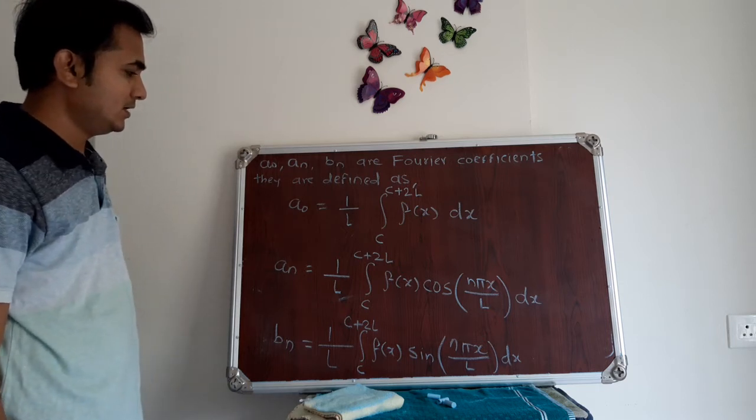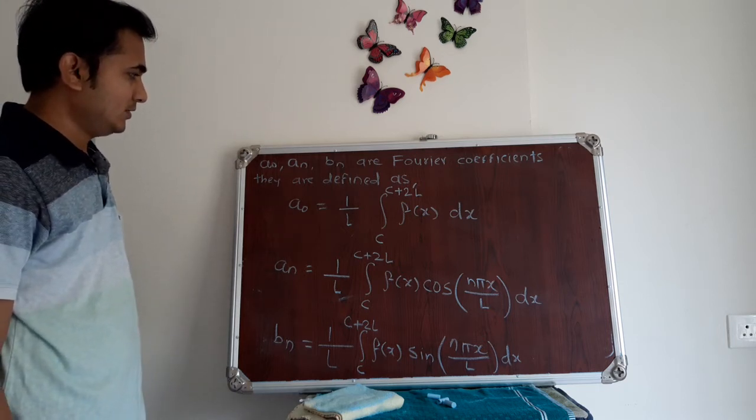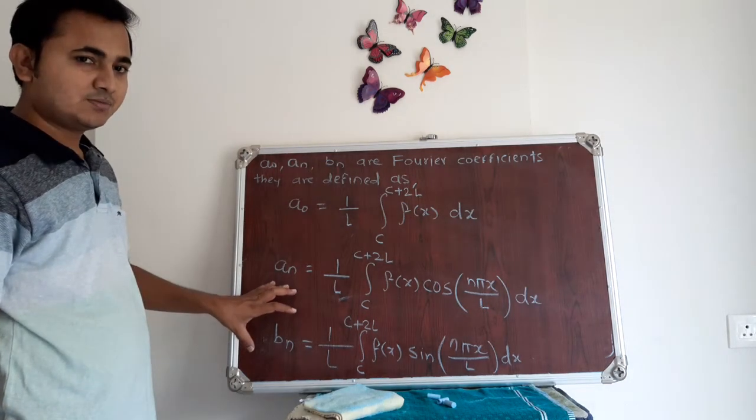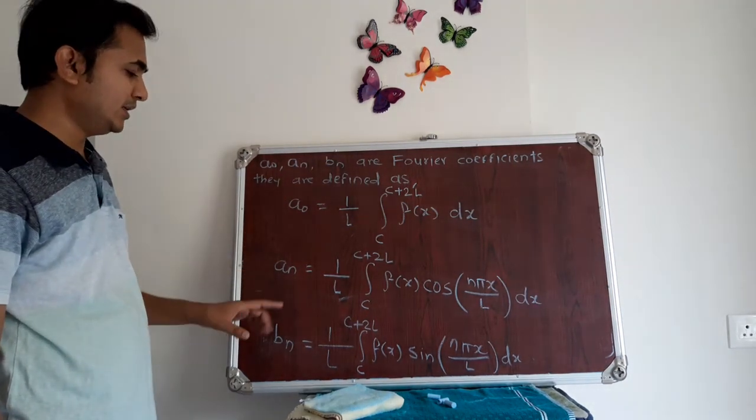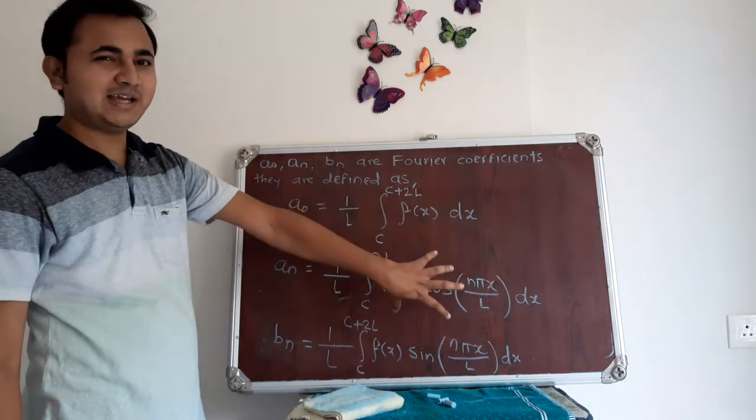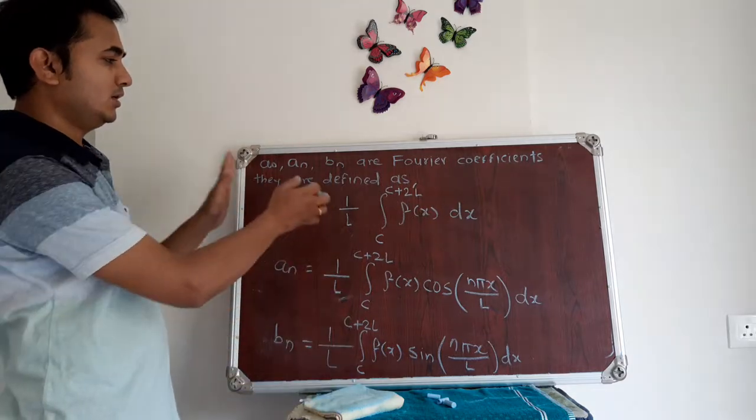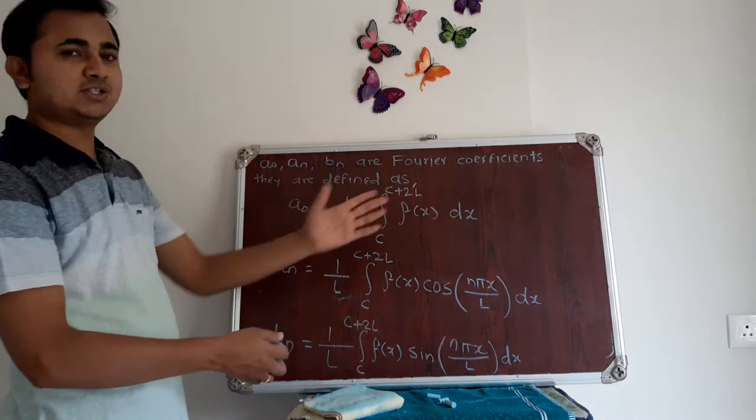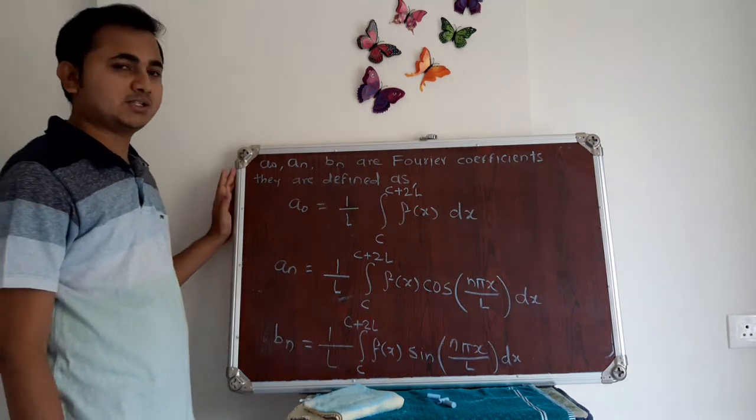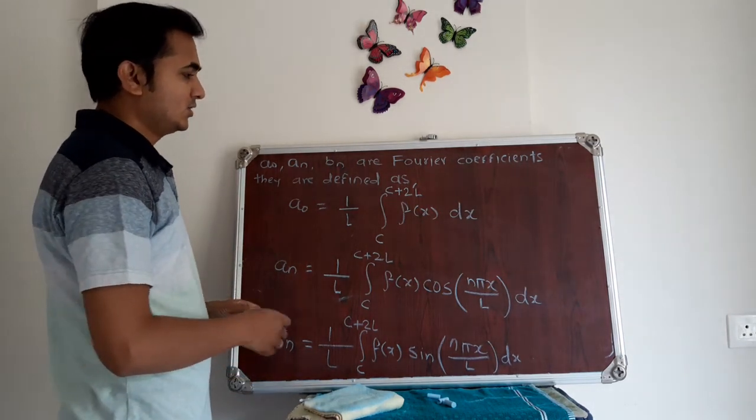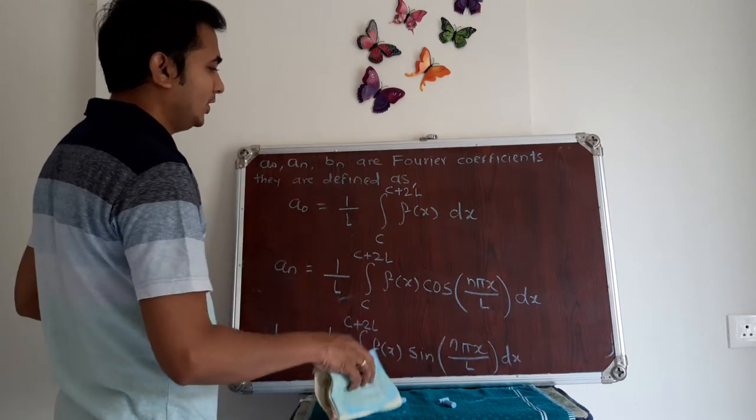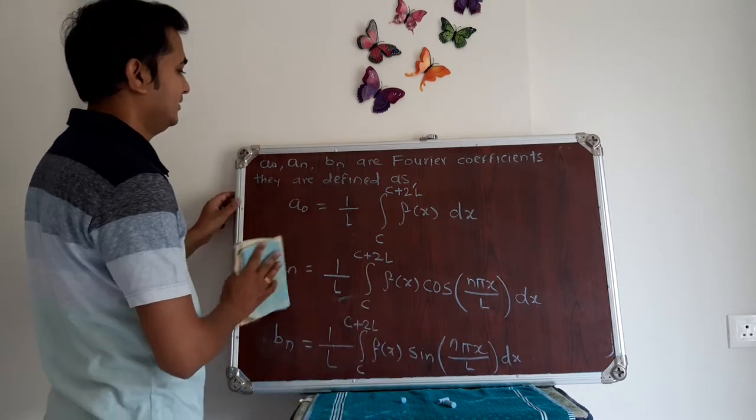So these are Fourier coefficients. Find out these values, a naught, an, bn for that particular function. Obviously this will be in terms of n, and put this in that Fourier series. That will be the Fourier series representation of that function f of x. Okay, fine. So now let us make some cases on L.